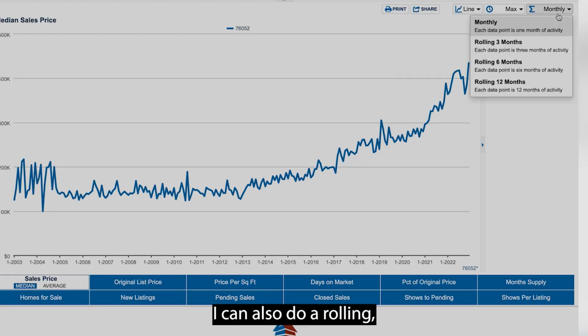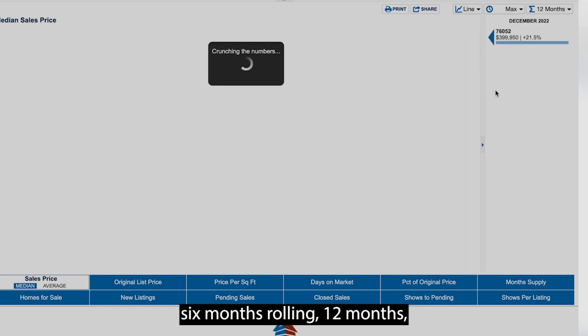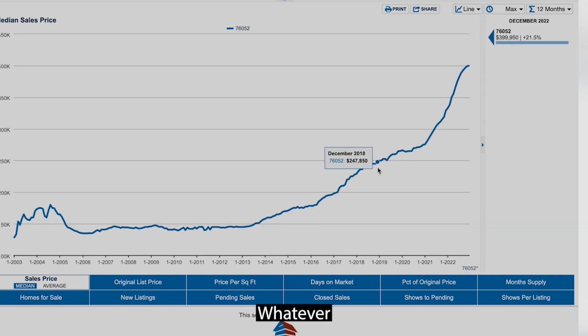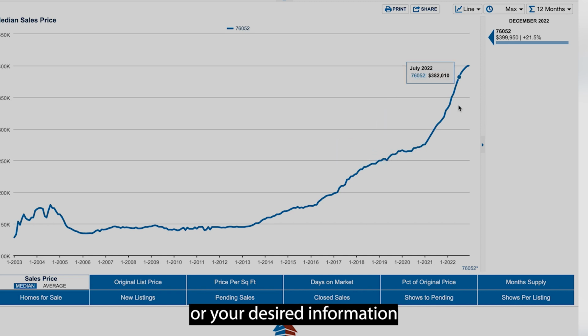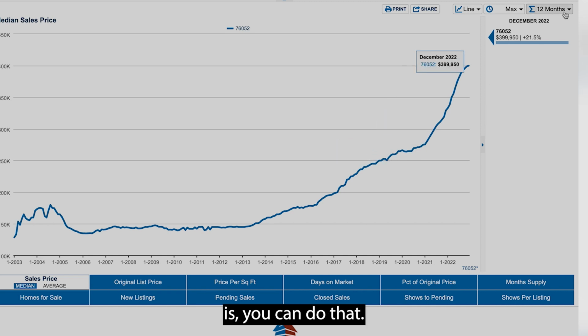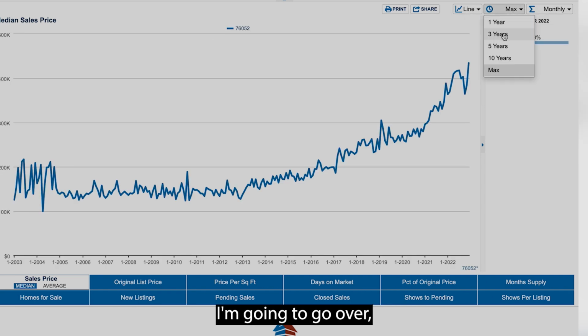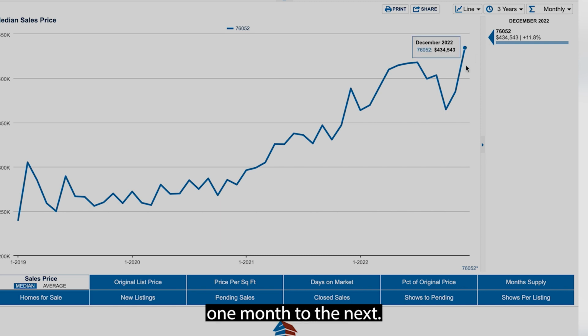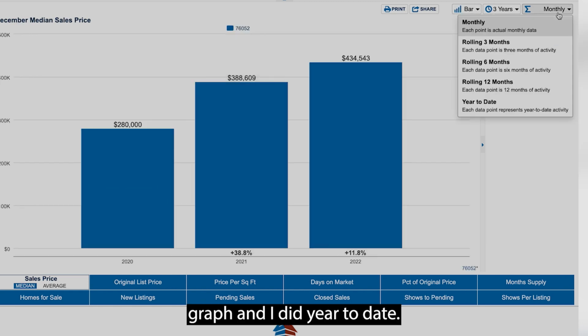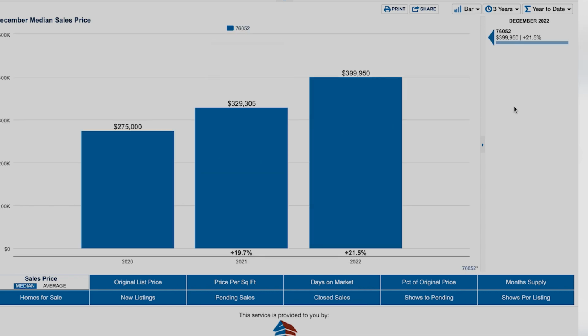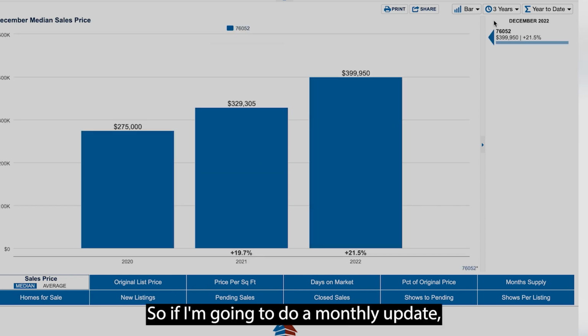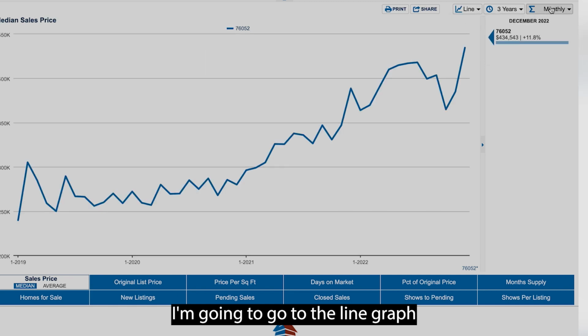So I can also do a rolling 3 months, rolling 6 months, rolling 12 months, whatever you want, right? Whatever your required or desired information is, you can do that. On my monthly updates, I'm going monthly, right? I'm going to go over 3 years because I'm really comparing 1 month to the next. So it's January of 2023. I just did the year in review. For the year in review, I selected the bar graph and I did year to date. So if I'm going to do a monthly update, I'm going to go to the line graph and I'm going to go monthly.